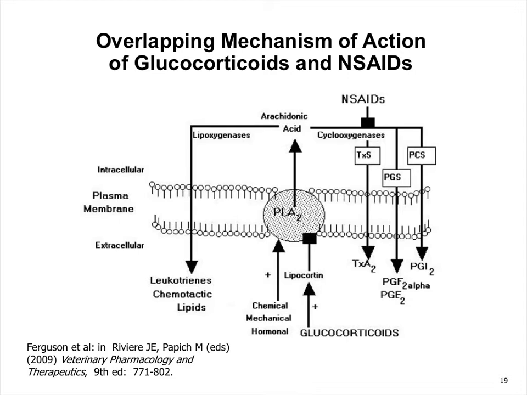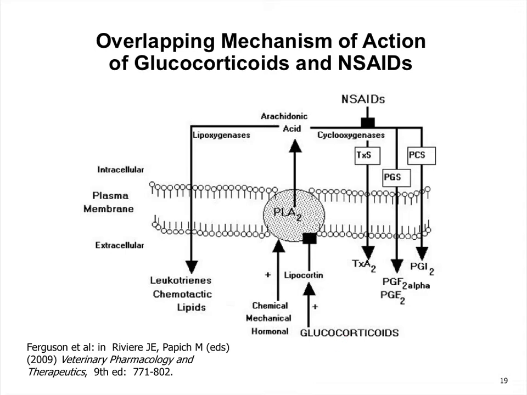Now let's turn our attention to a different story, really. It's about the overlapping use of glucocorticoids and NSAIDs. And so here I'd like to remind you that the phospholipase A2 embedded in the membrane is the enzyme that is producing arachidonic acid that feeds the lipoxygenase pathway and the cyclooxygenase pathway. Now, nonsteroidal drugs only inhibit production of the cyclooxygenases, and therefore thromboxane A2, prostacyclin, and the PGF2 alpha and E2.